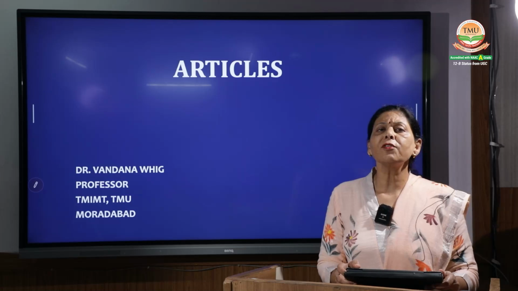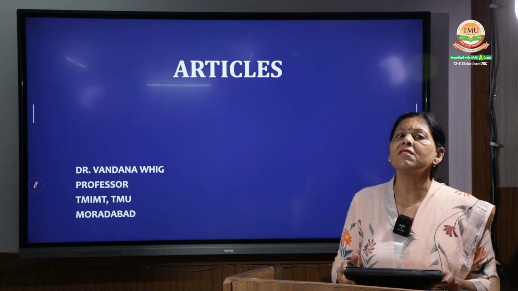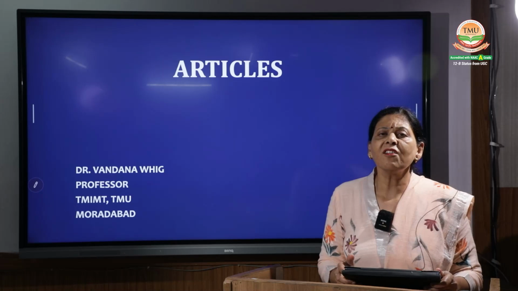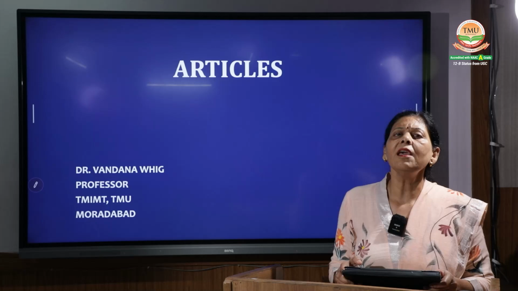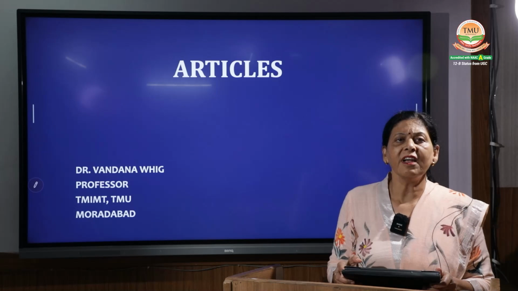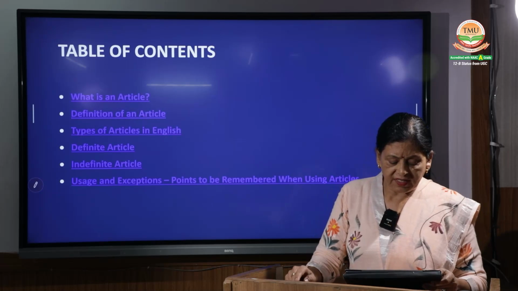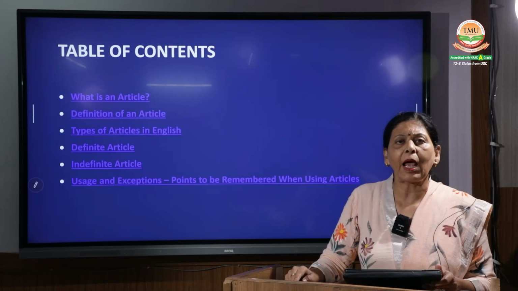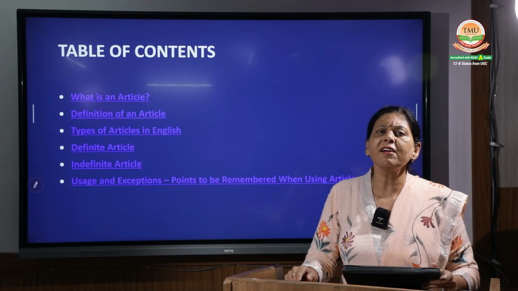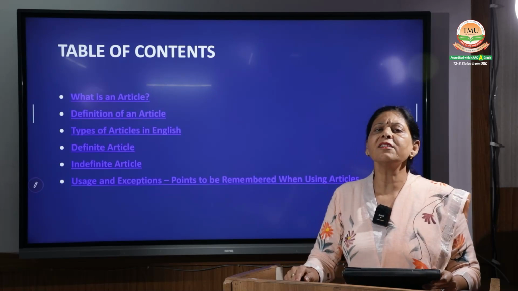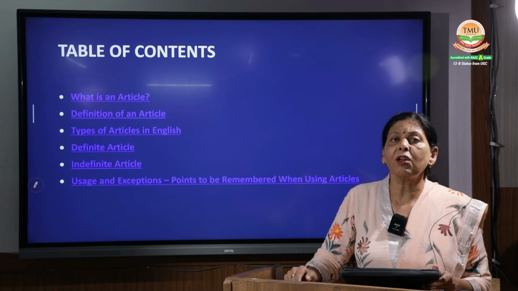Articles are very small words, like a, an and the. These are the three articles of English grammar. But they can drastically change the meaning of a sentence, whether written or spoken. In this class we are going to discuss what articles are, the different types of articles, all about definite articles and all about indefinite articles, then the rules which will be used, and then we have the conclusion.